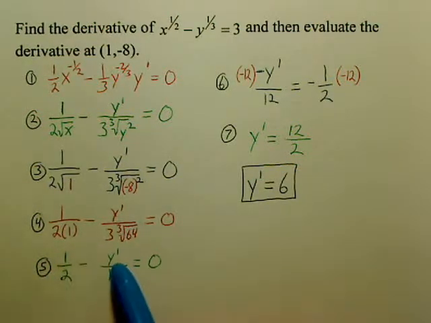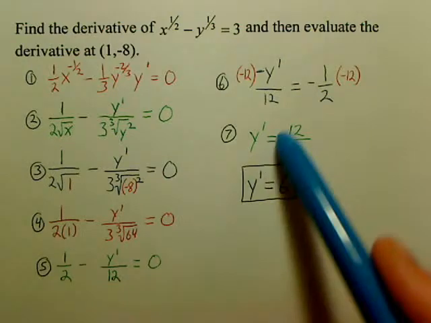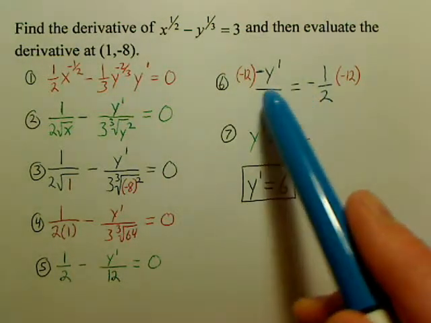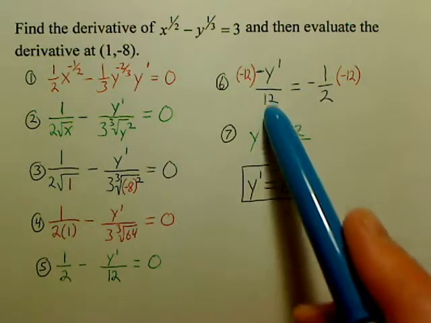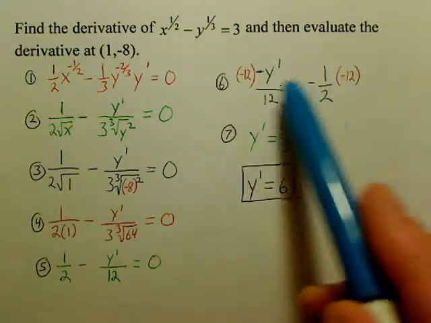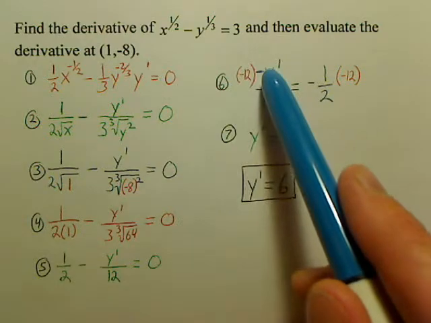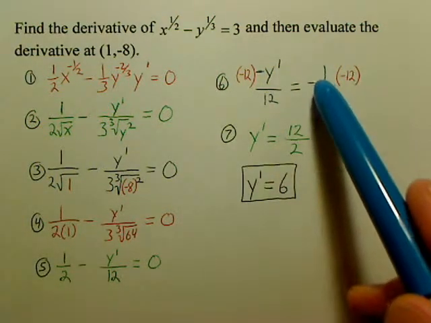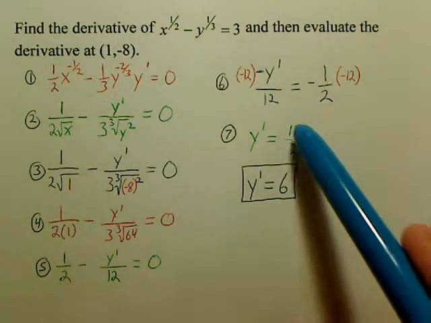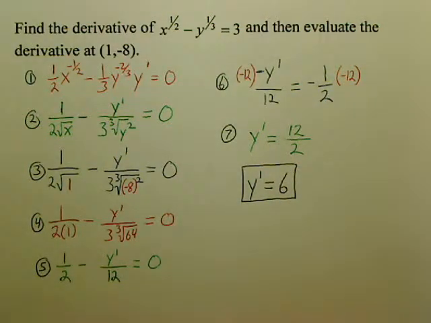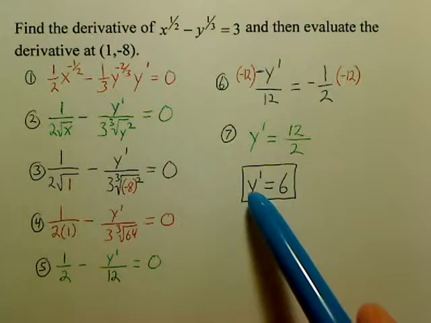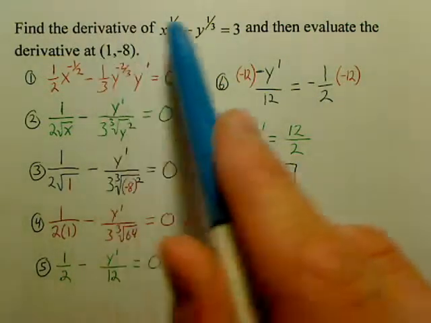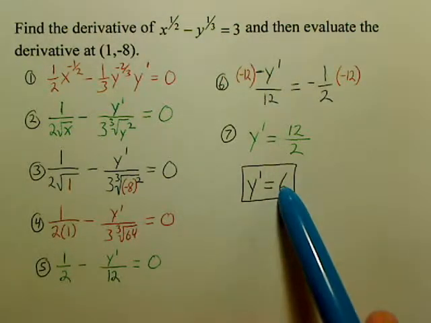Now, I solve for y prime. So if you look, when I went up to here, I subtracted the 1/2 over. Okay, so I subtracted this 1/2 over to here. Then I multiply both sides by negative 12. The 12 cancels, and the negative times the negative makes it a positive. All right, negative 12 times negative 1/2 is positive 6. So the derivative at this point is 6, or the slope at this point for this equation is 6.